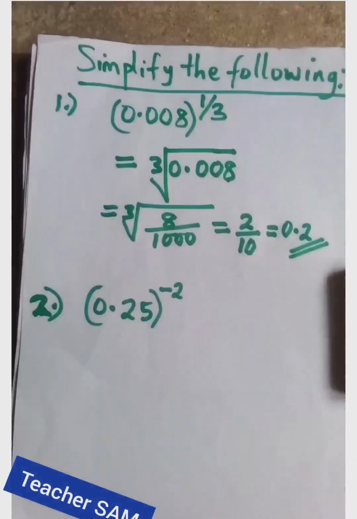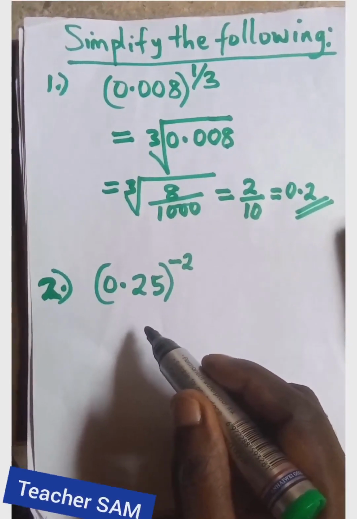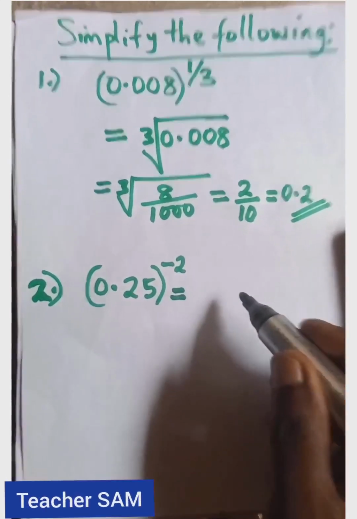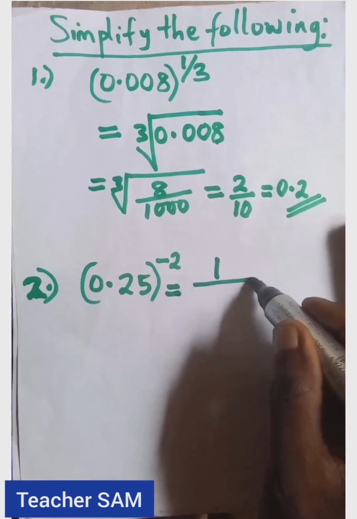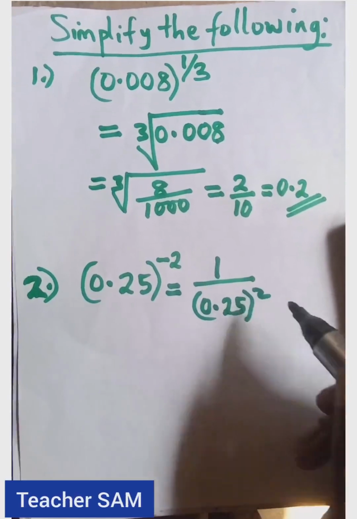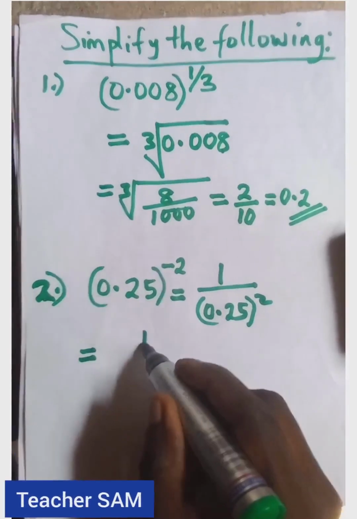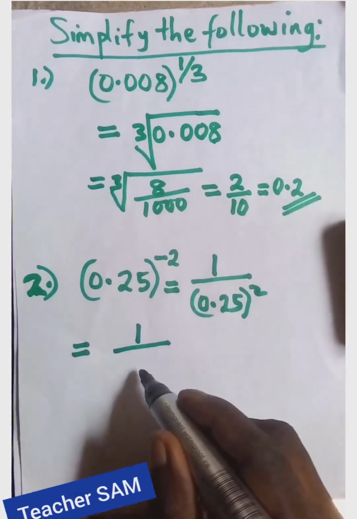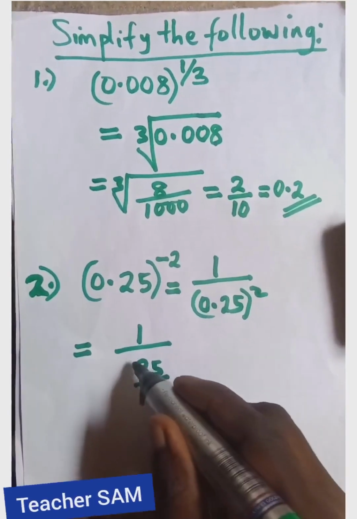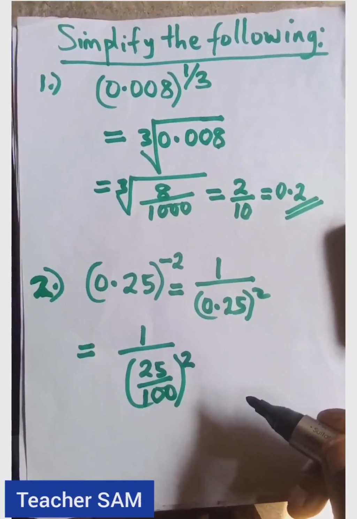Now, number 2, we have this question to deal with. You have 0.25 raised to negative 2. Whenever you have a negative power, it is the same thing as having 1 over. So we now still have 0.25 raised to power 2, or squared. We move on. You have 1 all over. Now let's change this to a fraction. This is the same thing as 25 all over 100, raised to power 2.